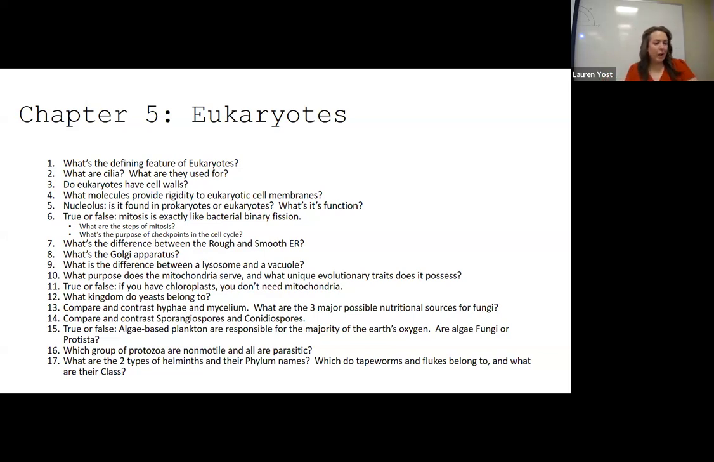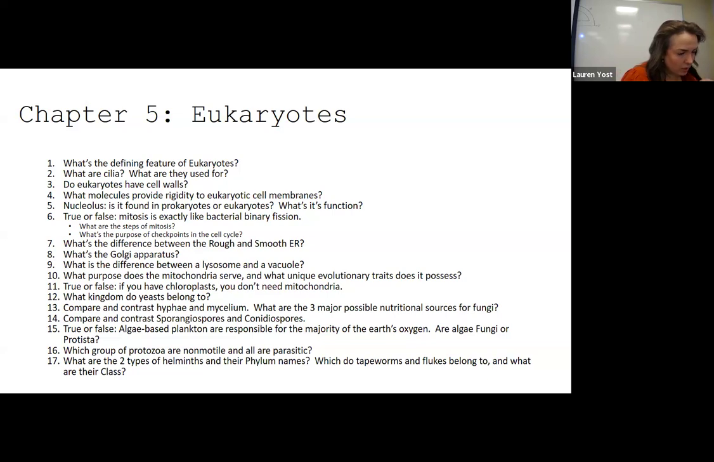So true or false, if you have chloroplasts, you don't need mitochondria. That's false for sure. We know about that in chapter 10. If you guys remember anything about it, the whole point of the chloroplast is to get a little bit of ATP to make the glucose that you're going to shove into the mitochondria, basically, to get your real ATP out of it. So that's the whole point.